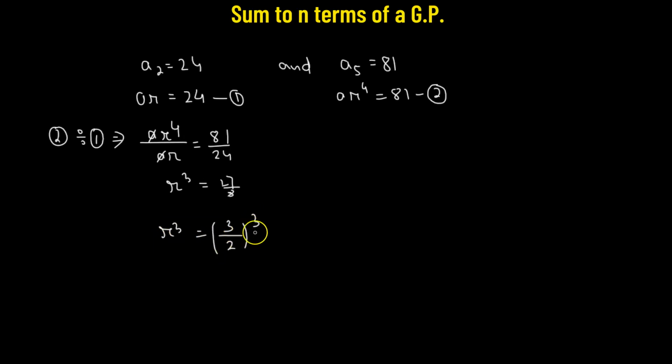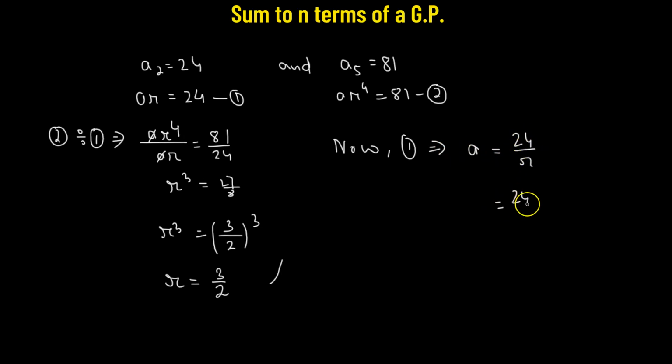Now we noted 27 is simply 3 cubed and 8 is 2 cubed, so we have 3 over 2 whole cubed. Taking the positive cube root, our value of r is going to equal 3 over 2. So we can use either equation number 1 or equation number 2 to obtain the value of our first term. So let's use equation number 1. Equation number 1 gives us a times r equals 24, so a is 24 divided by r, so 24 divided by 3 over 2, which equals 16. So our first term is 16.